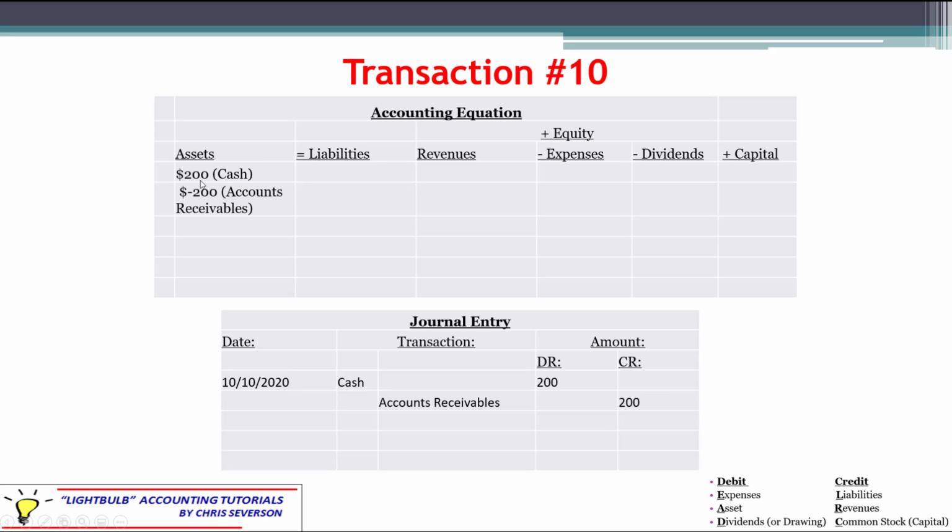What this means is we are receiving $200 in cash, but the accounts receivable balance that we had previously set up is now decreasing by $200. They're both assets, so we increase the cash with a debit. We decrease the accounts receivable with the opposite, the credit. Debit cash, credit accounts receivable, $200 here.